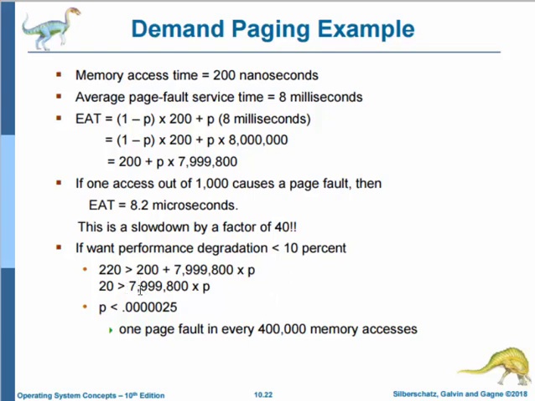And what is that level? For example, in this case, 220 should be more than 200 plus 7,999,800 multiplied by the probability, which means the probability now will become less than 0.000025, which means one page fault in every 400,000 memory accesses. So that's going to be a degradation of 10%.